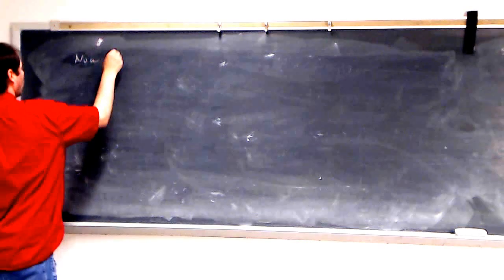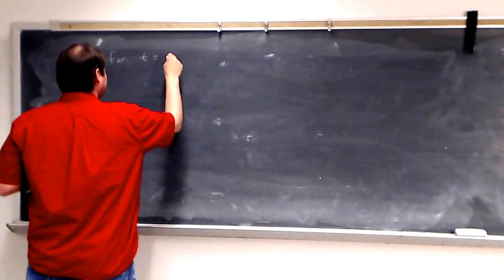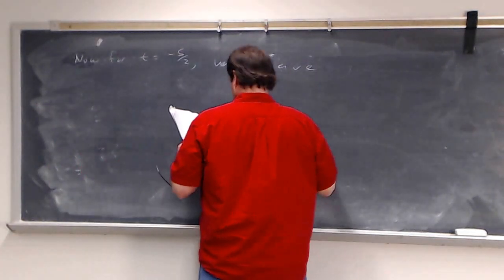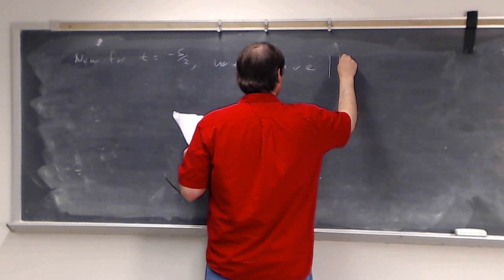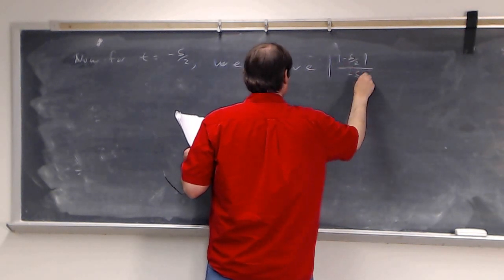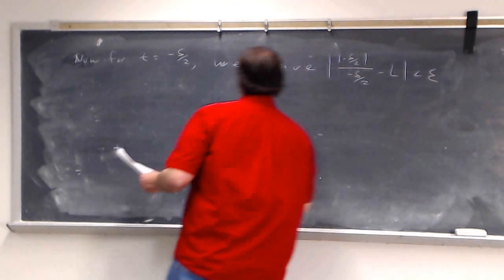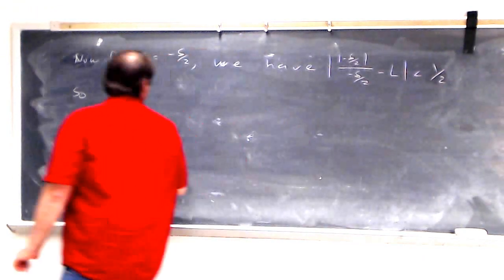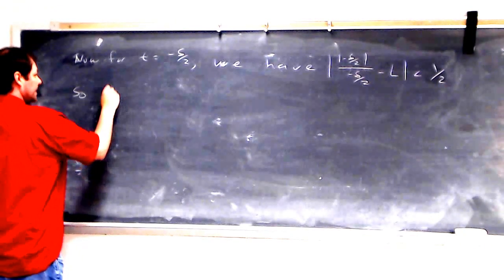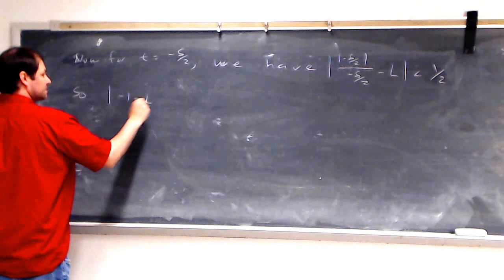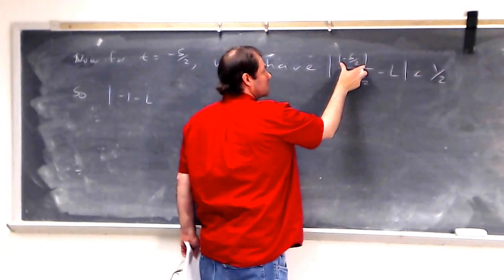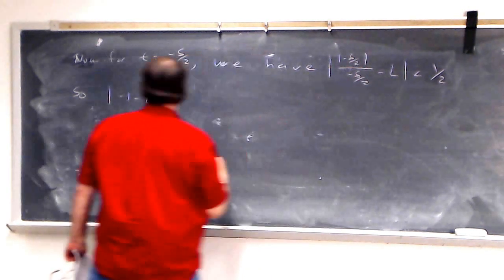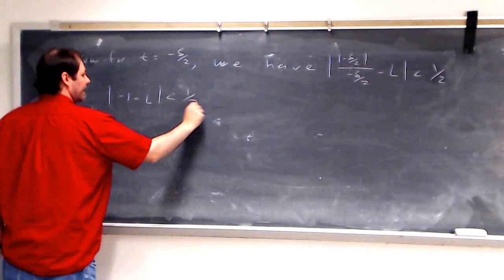Now, for t equaling minus delta over 2, we have the absolute value of minus delta over 2 over minus delta over 2 minus L will be less than epsilon. Well, the epsilon is 1/2, so I'm going to put that in. The absolute value of minus delta over 2 is just delta over 2. This is a negative number, and its absolute value is the negative of itself. And then we divide it by minus delta over 2. That's just minus 1, so we get the absolute value of minus 1 minus L, which will be less than 1/2.